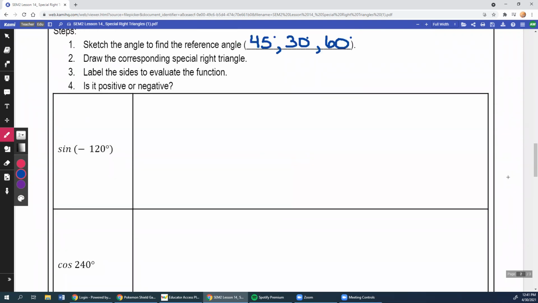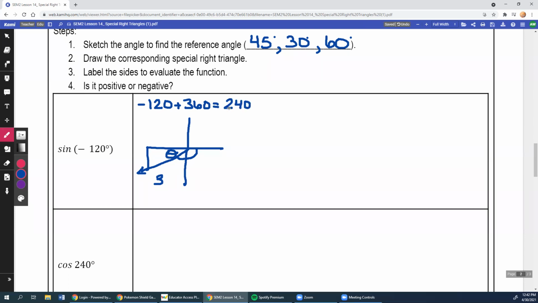So this first one is sine of negative 120. The first thing we're going to do, we're going to sketch an angle. So negative 120 lands us right over here in quadrant 3. Now we have to find this reference angle. So what we're going to do is negative 120 plus 360, because we have to find our coterminal first. And this is going to be 240.